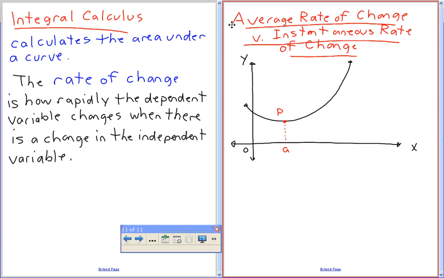Okay, this is where we have to start thinking a little bit deeply. What are the coordinates of point P going to be? If this equation is just called f of x, what are the coordinates of P going to be? A is your x value. What's your y value going to be? A and f of a. Okay, we're okay on that? Where that came from?